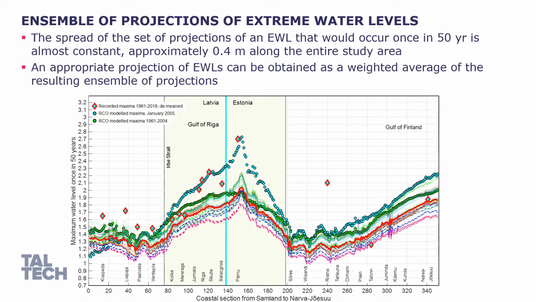And the spread of the projections of extreme water levels that would occur once in 50 years is almost constant. It's 40 centimeters along the entire study area. And appropriate projections of extreme water levels can be obtained as a weighted average of the ensemble members. And the resulting return periods are higher in the bayhead, like in Pärnu region, and also in Narva-Jõesuu, in the bayhead of Gulf of Riga, and lower at the open part of the Baltic Sea, at the coast of Lithuania and Latvia and West Estonian archipelago.